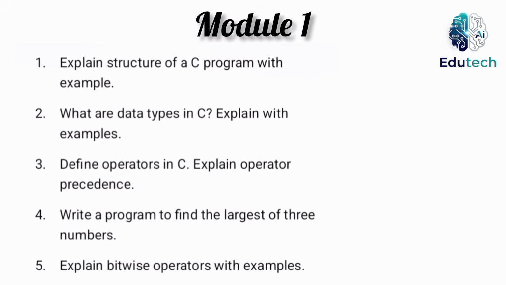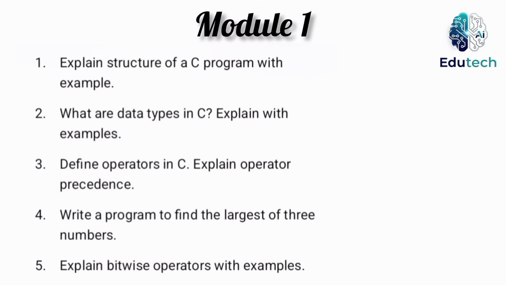Next, what are the data types in C? Explain with examples. Data types define what kind of data we store, like int for numbers, float for decimals, and char for characters.